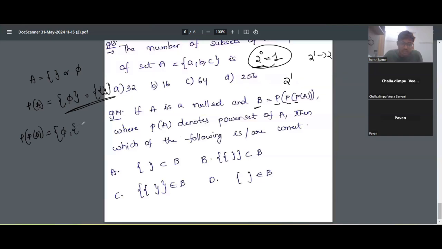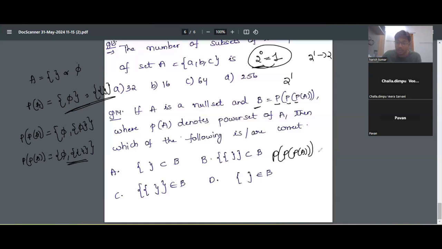What comes next? This comes: the empty set. This is the set of the empty set, a set containing the empty set as its element, right? How can I represent it in another way? I can represent it like this. Clear? Right, next we want power set of power set of power set of A.